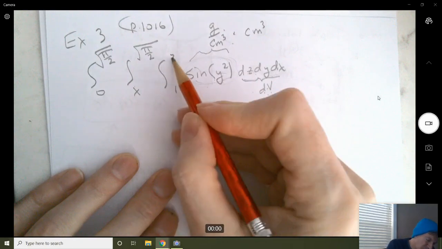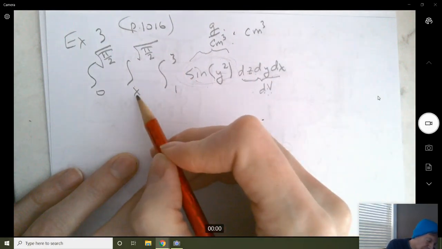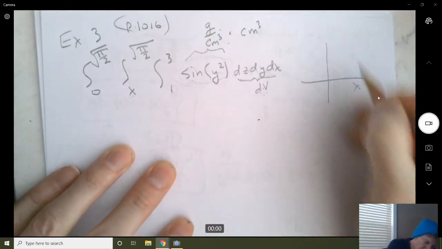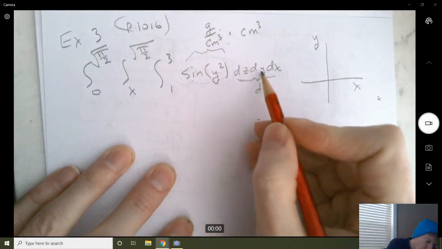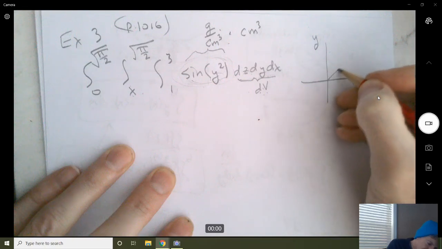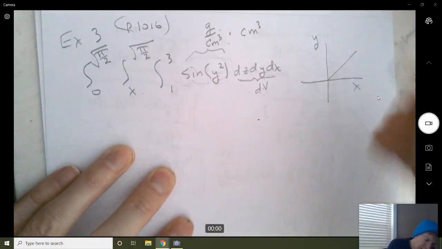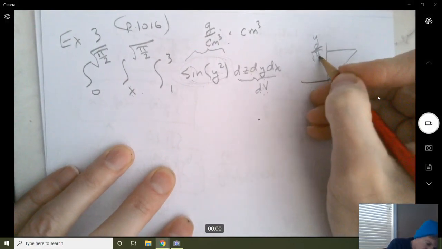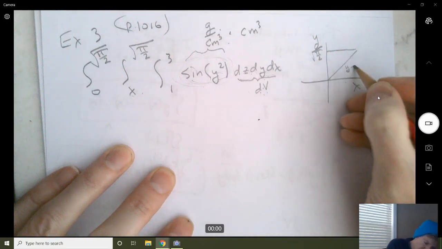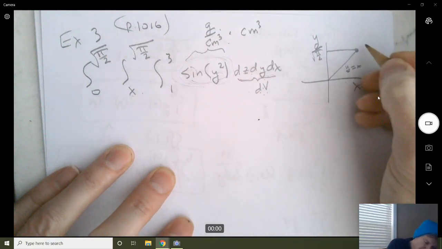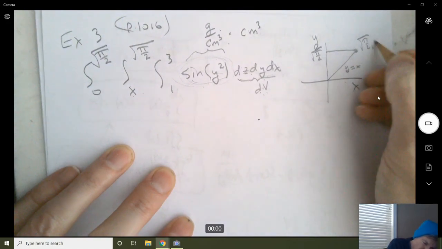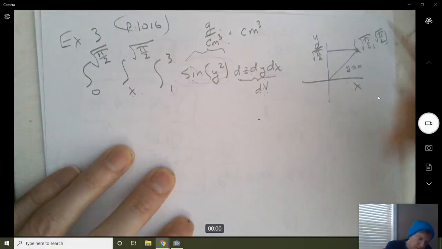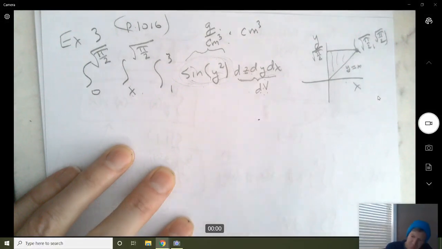Z goes from 1 to 3. Y goes from y equals x to y equals root 2. I'm going to draw this in the xy plane first. In the xy plane, y goes from y equals x to y equals root pi over 2. So this right here is root pi over 2, and since this is the line y equals x, this point here is going to be root pi over 2, comma root pi over 2. We're integrating over this region here.